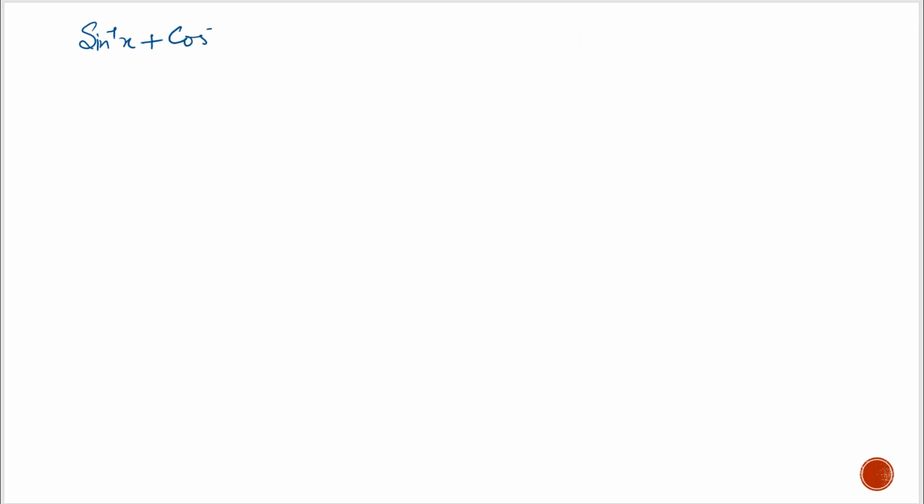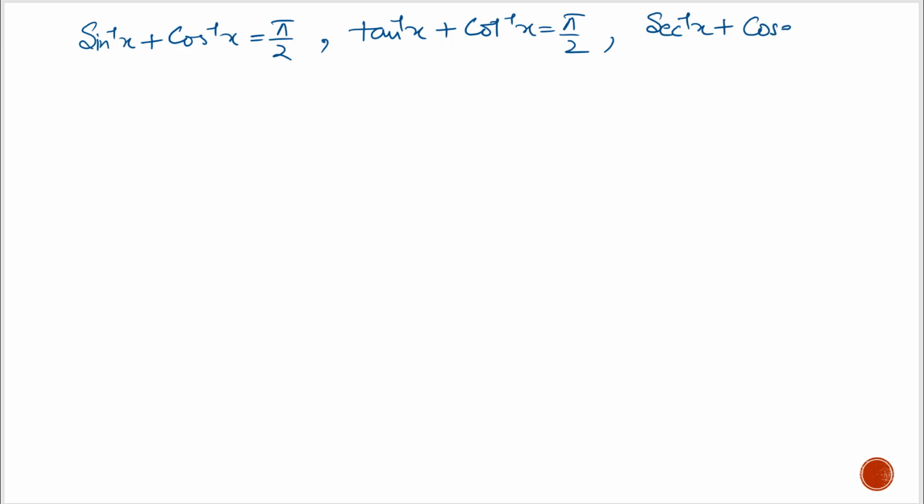Some more formulas. Sin inverse x plus cos inverse x equals pi by 2. Tan inverse x plus cot inverse x equals pi by 2. And sec inverse x plus cosec inverse x equals pi by 2.